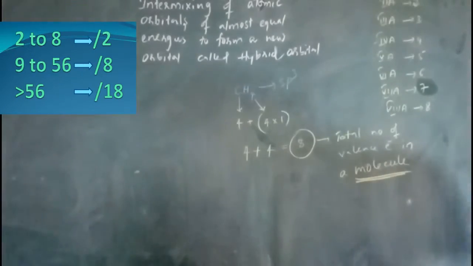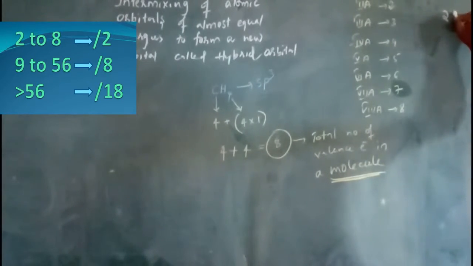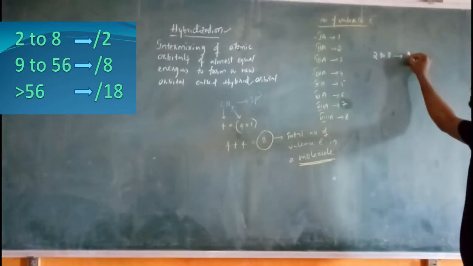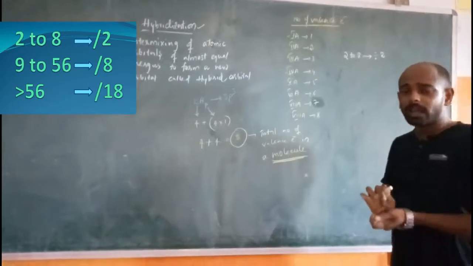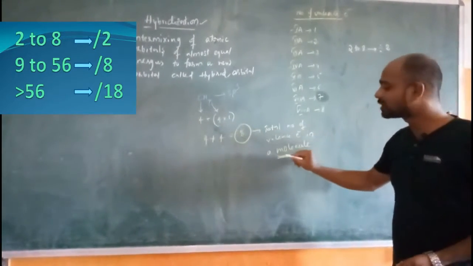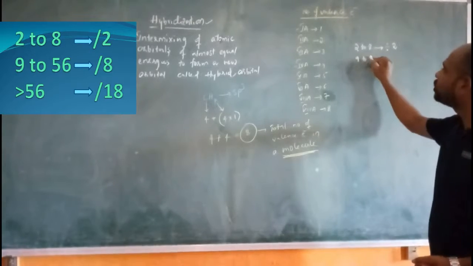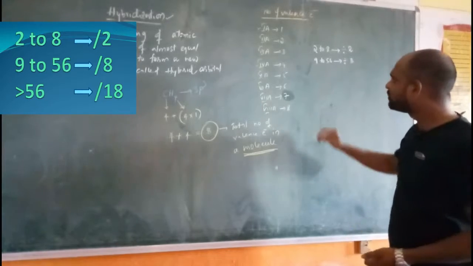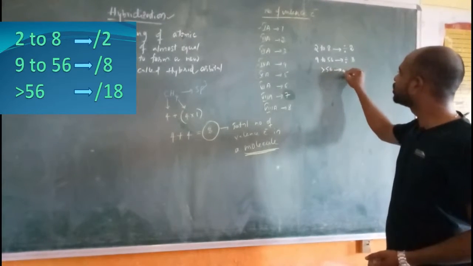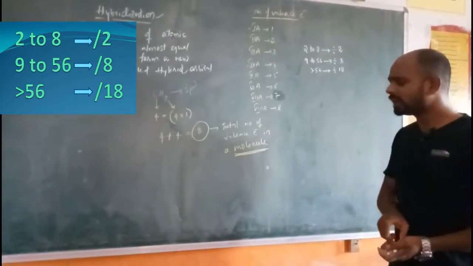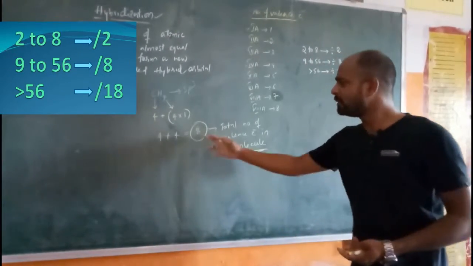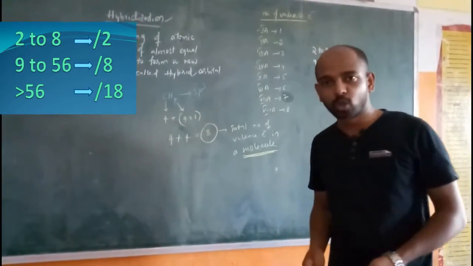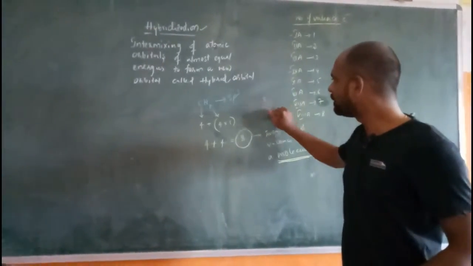If the answer is between 2 to 8, you should divide this answer by 2. If the number of valence electrons in a molecule is between 9 to 56, then you should divide it by 8. If the value is greater than 56, then you should divide it by 18. So here our answer is 8, which belongs to the first case. So we divide 8 by 2, which is 4.